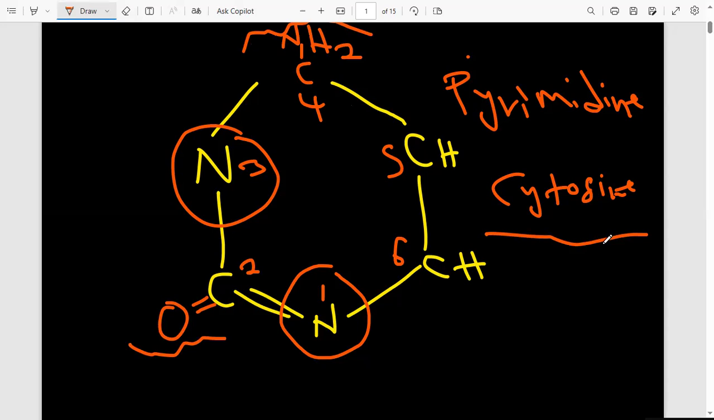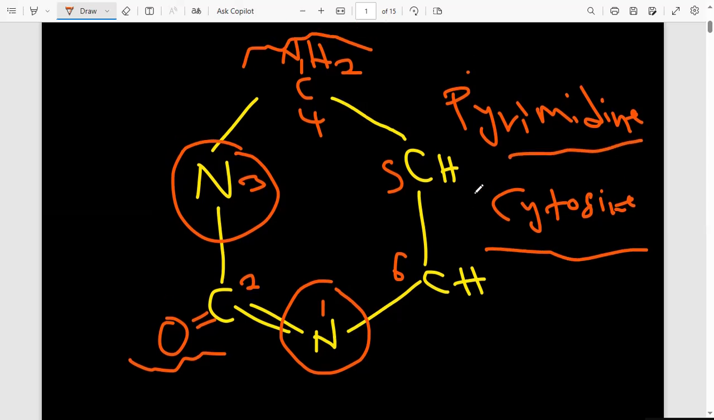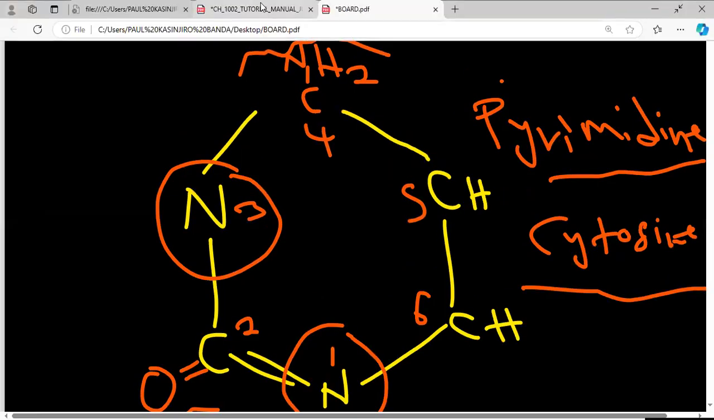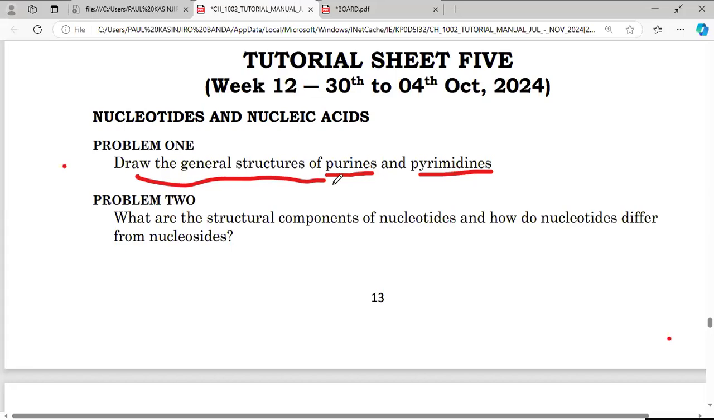Okay, so play around with the structures. You need to know how to form them. So in case they tell you to draw something, it has to be in your head. Okay, it has to be in you. So these are the general structures for those 2, purines and the pyrimidines.